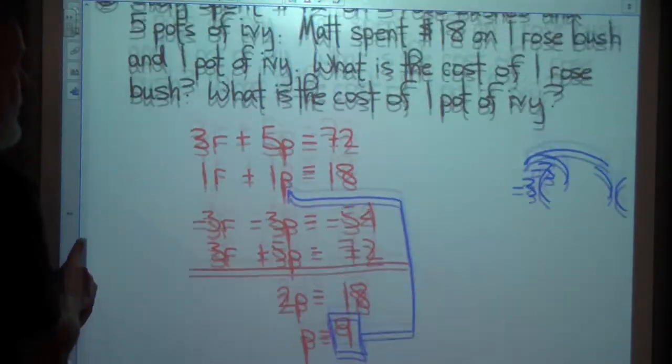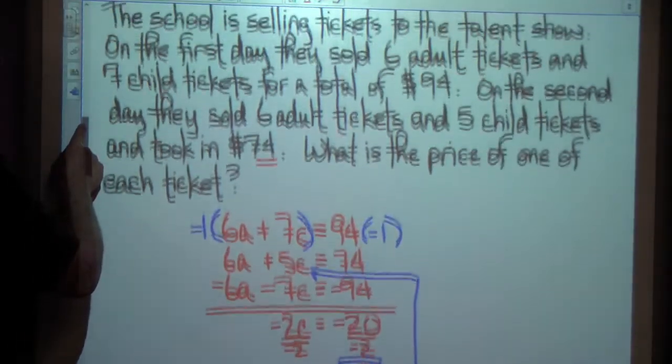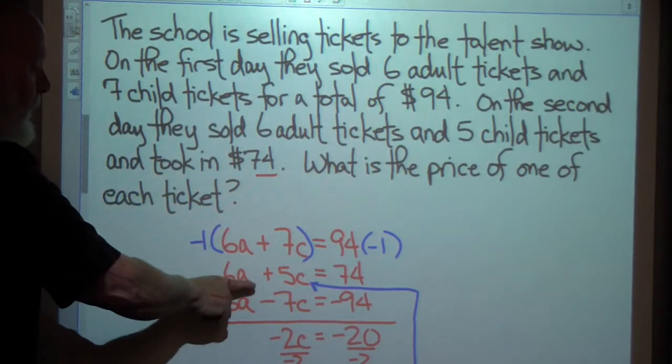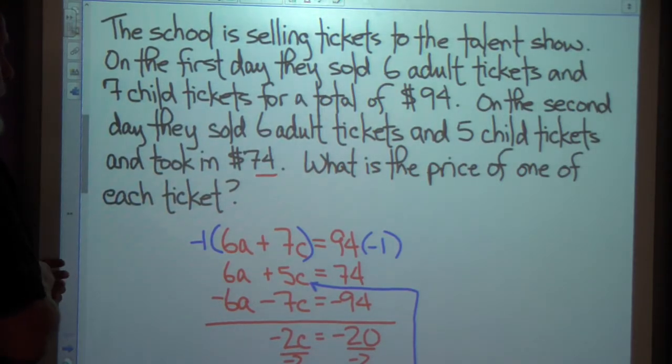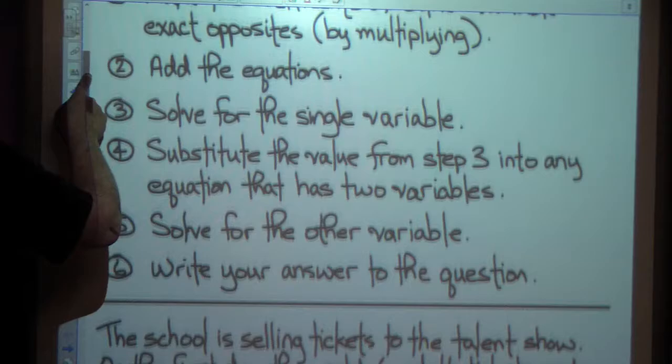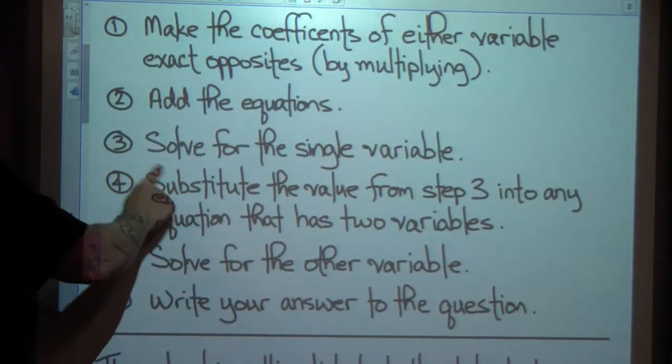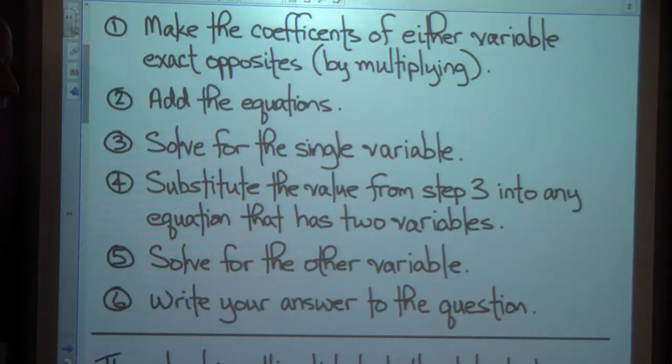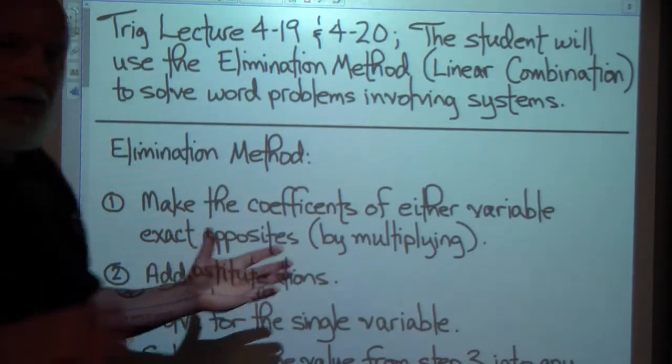So it all boils down to writing a couple of equations from your word problem, pull out a couple of equations, and then follow these steps. There's 6 of them. And by the time you get to step 6, you'll be looking at your answers. You can do this.